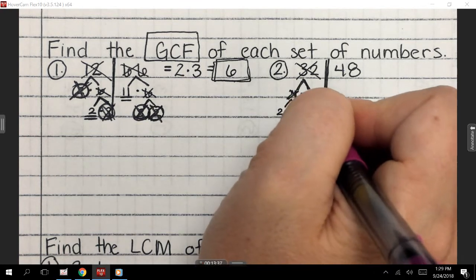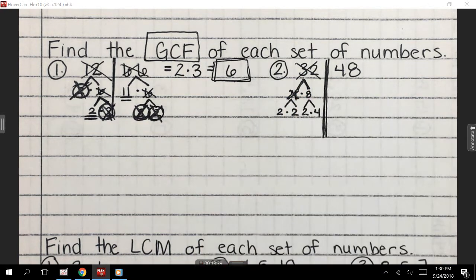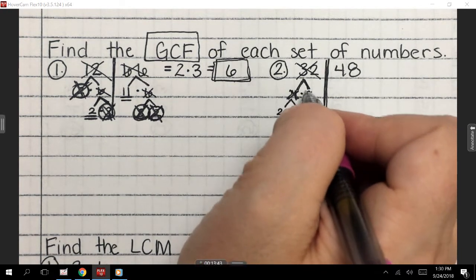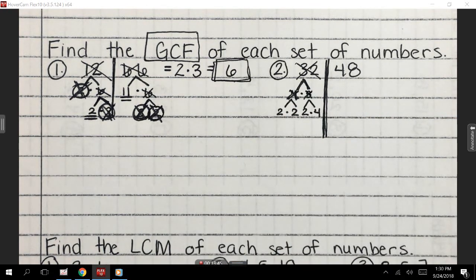2 times 4. So I have 2 times 4. And you can see I'm going to have to start writing a little small, so that's okay. All right. So I split up 8. I'm going to mark it out. All right. Again, why am I marking it out? We don't use it any other time because we're done with it.